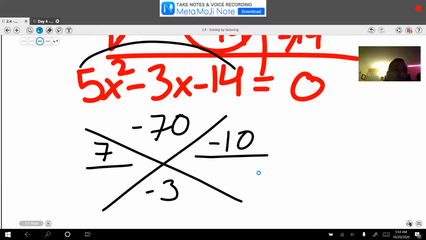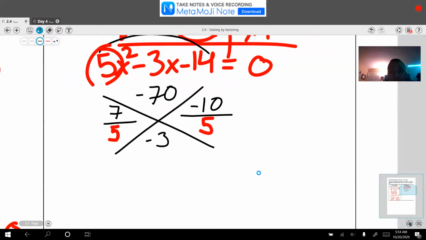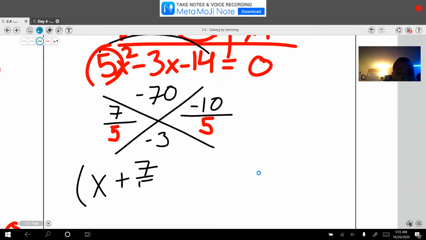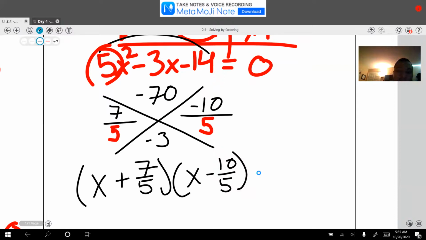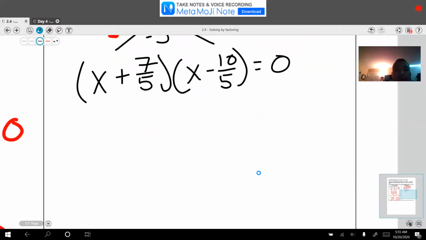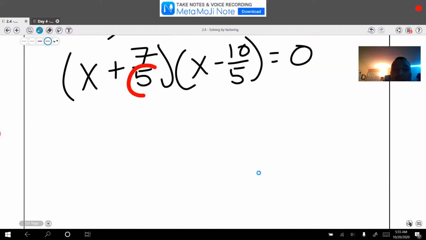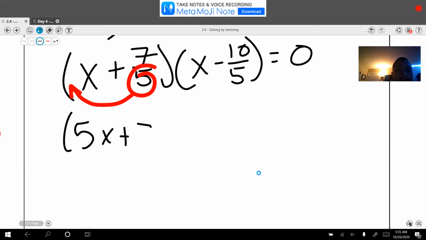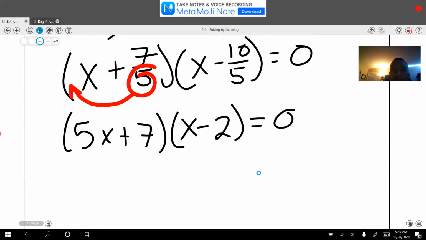Okay. I'm going to go ahead and divide both of them by my a value. And let's go ahead and put them into factors. I got x plus 7 over 5 and x minus 10 over 5 equals 0. All right, let's go ahead and simplify them. 7 over 5 does not simplify to a whole number, so I'm just going to move that in front of the x. So that's 5x plus 7. 10 divided by 5 does equal a whole number, so that's going to be x minus 2 equals 0.